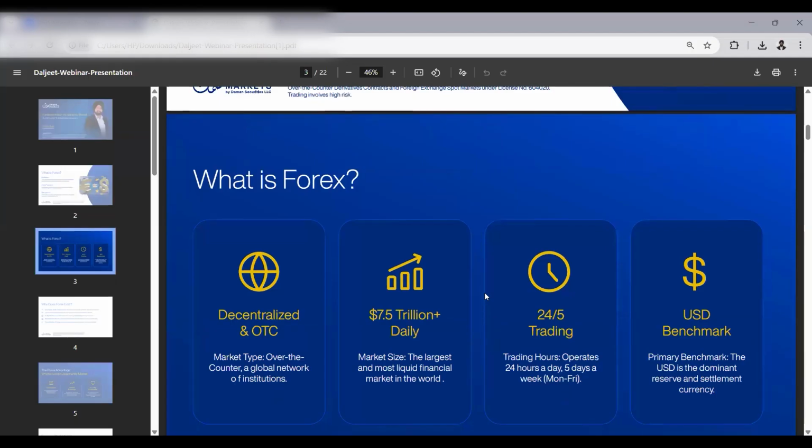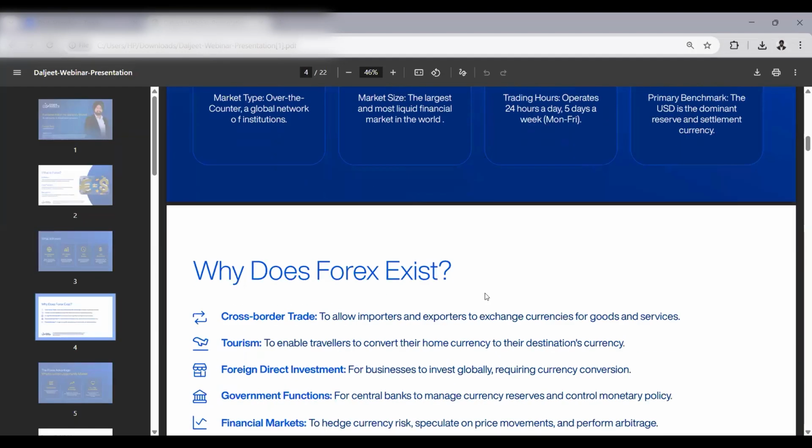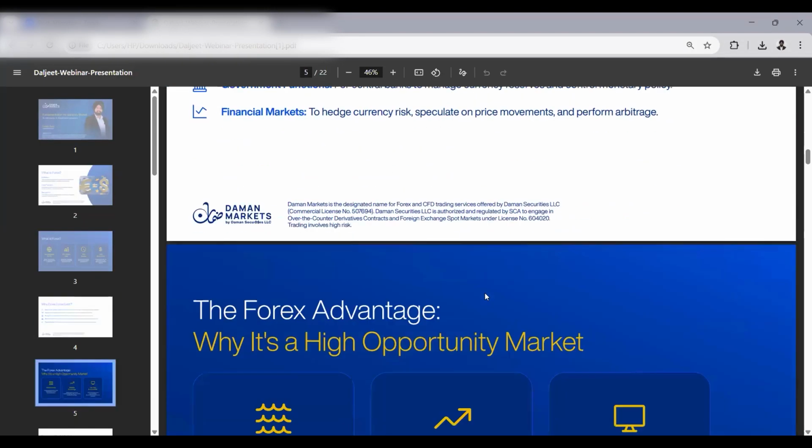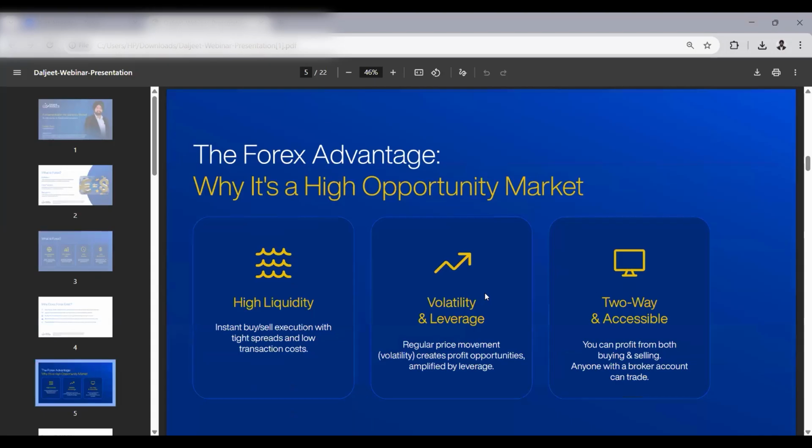What are the basic advantages of Forex, and what do we get as leverage in Forex? Other than that, we explained what Forex is all about and the highest advantages of the Forex market.